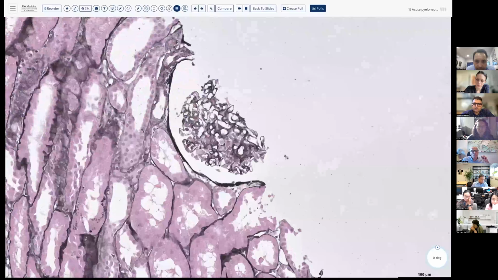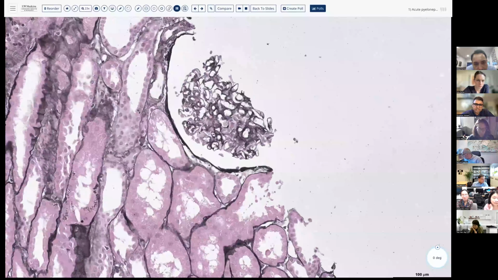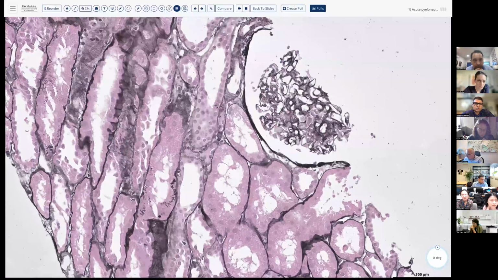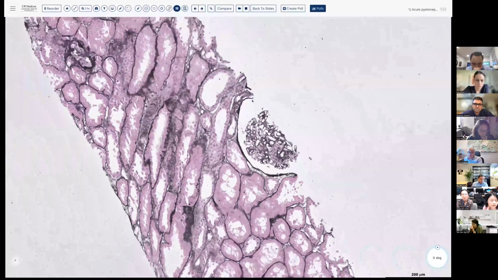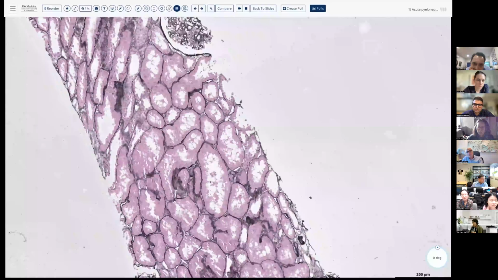The silver precipitates as a black material along areas of matrix and along basement membranes, such as Bowman's capsule here. We can also see the basement membranes of the tubules being nicely outlined in this black line over here. The tubules, again, look very nondescript, not too much going on there. There isn't any active inflammation.